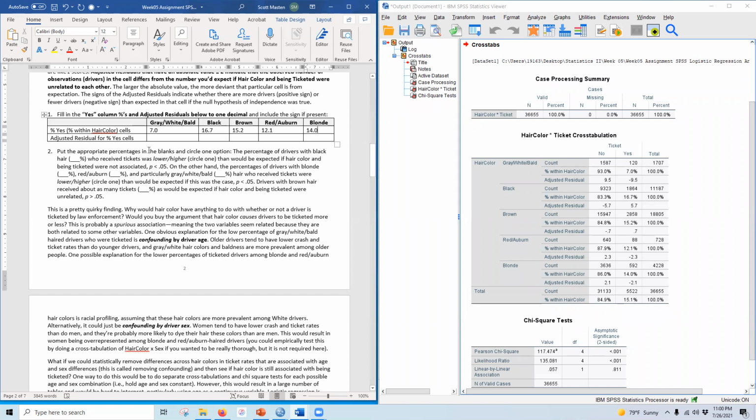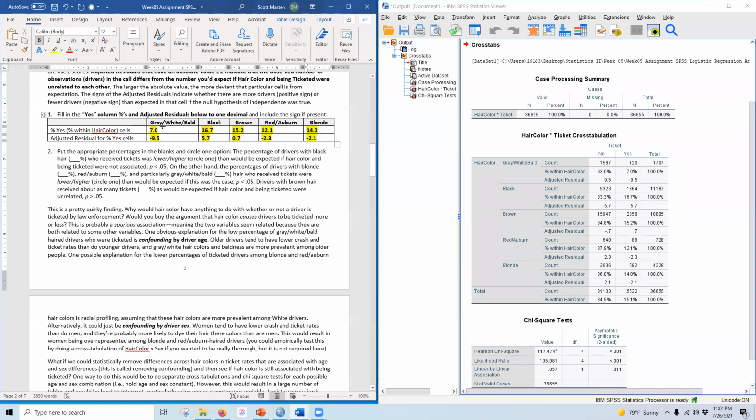So let's also do our adjusted residuals as well. Let's fill those in, including the sign if present. For that cell, it's negative 9.5 for gray white bald. For black, it's positive 5.7. For brown, it's 0.7. I put the 0 on there. For red and auburn, it's negative 2.3. And for blonde, it's negative 2.1.